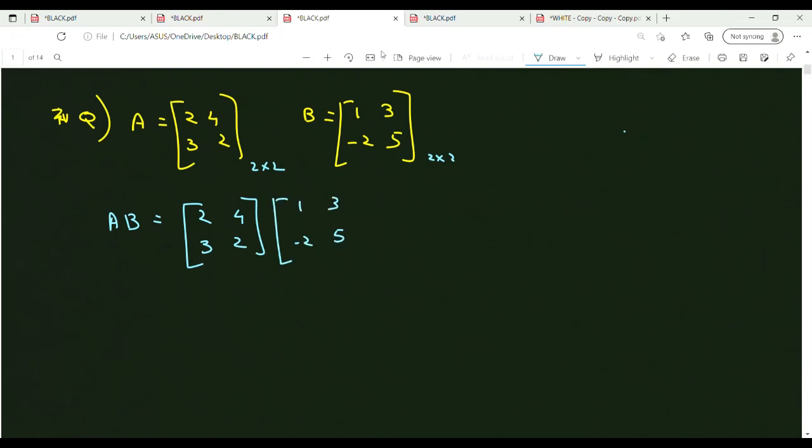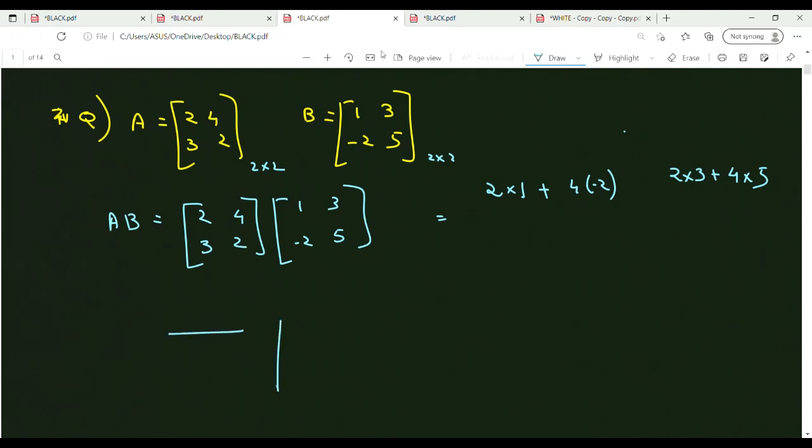So here you can see that first of all we will multiply 2 with 1, and then we will add it with 4 into minus 2. This is the element A11. Then we will multiply the 2 and 4 with 3 and 5. Then we will multiply 2 with 3 plus 4 with 5. You can remember something like this.